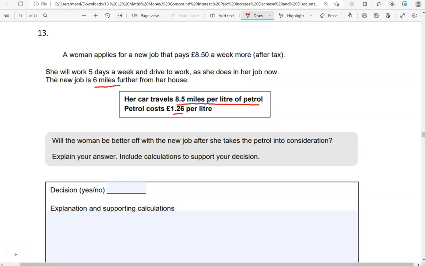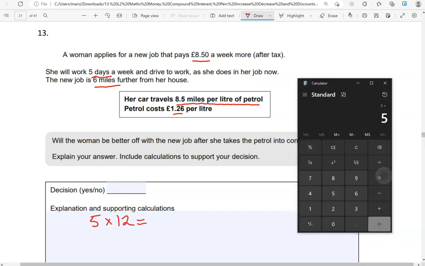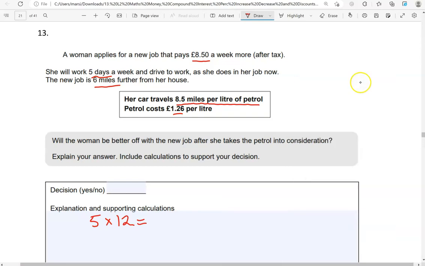So we're looking to see whether the cost of petrol is less than what she earns extra per week. So the new job is 6 miles further from her house. So also coming back, that means 12 miles per day. And she works 5 days a week, so that's going to be 5 times 12, which is 60. So that is 60 miles per week.